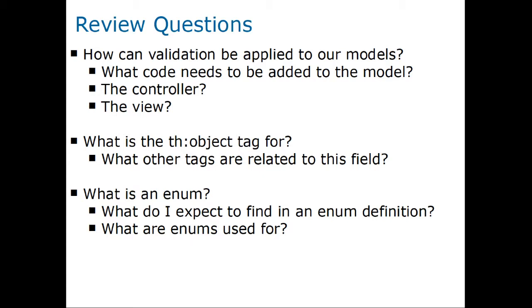I want to talk about what we need to do in our code to apply validation to the various parts of our applications, specifically the model, the view, and the controller. And then a little bit later on, we'll actually go through this and do a little bit of work on our Cheese app. So let's start with the model. If I want to validate items within the model, what kinds of code am I expecting to see show up to help me do that?